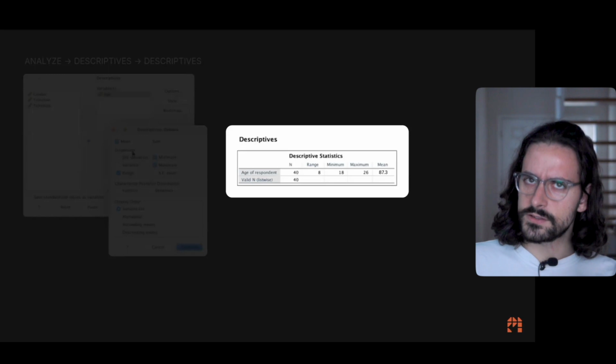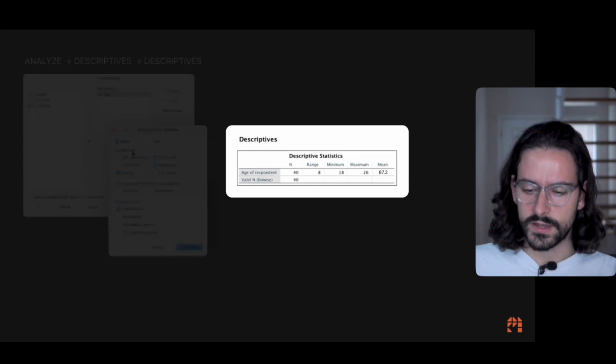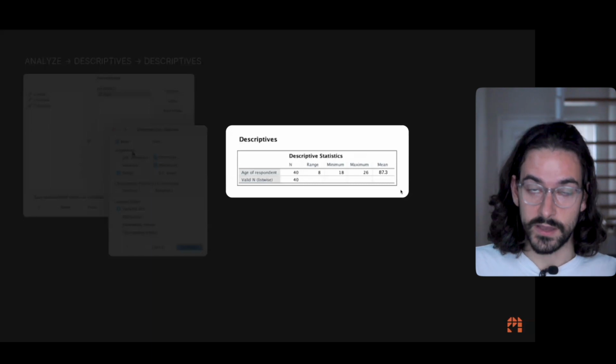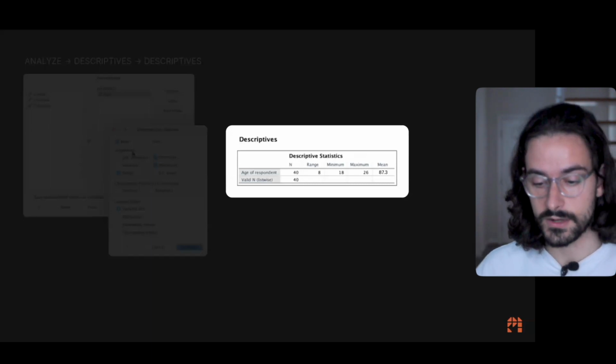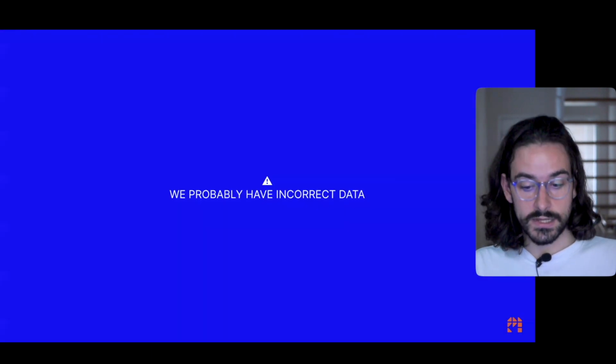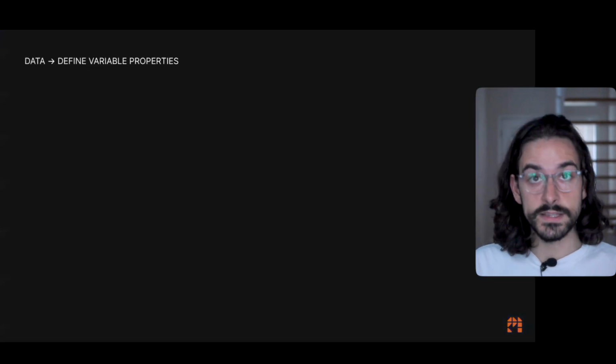Now, the weird thing, you guys don't know this, but I conducted this survey, so I don't know how the average ended up being 87.3 years of age, because I didn't conduct this in a retirement home or anything. So what's happening here? We probably have incorrect data. So let's look at the incorrect data. And this is how I check for missing values.